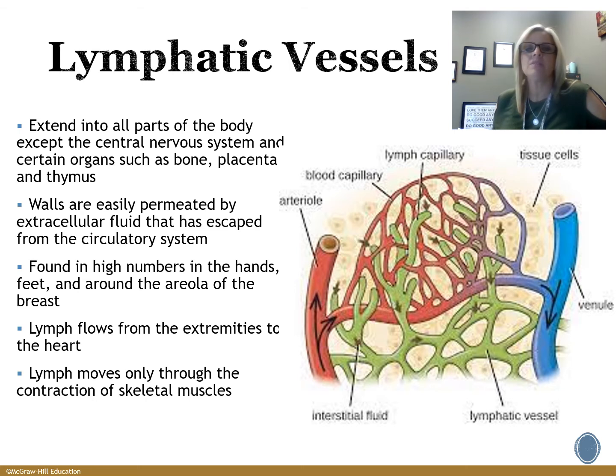The first is the one I've already stated. The flow of lymph is one direction. Lymph moves from the extremities towards the heart, returns to the bloodstream through the thoracic duct and the subclavian vein.